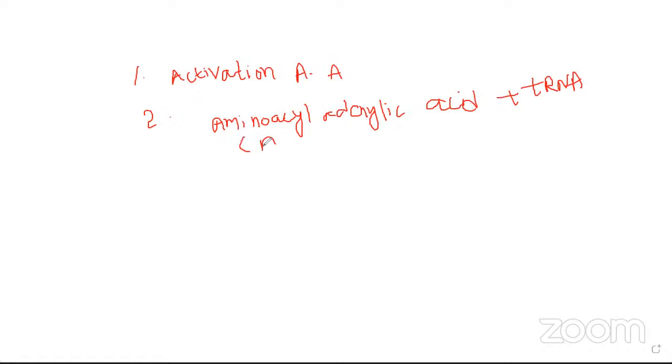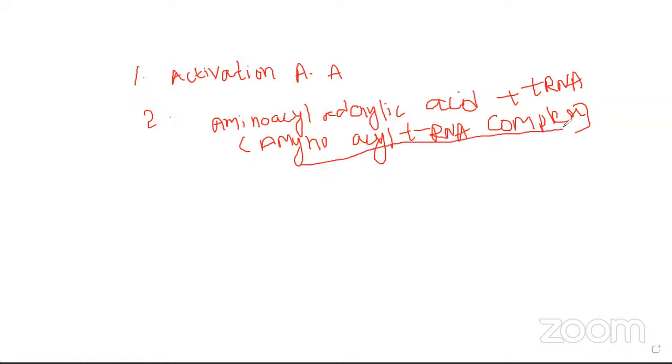What is the second stage? Simply say, formation of the amino acyl tRNA complex. That is better. Second stage, formation of amino acyl tRNA complex. What is the third stage? This is a very, very important one: initiation, the most important one.